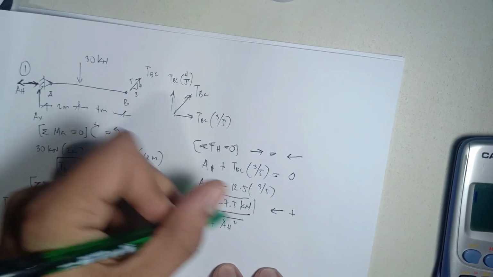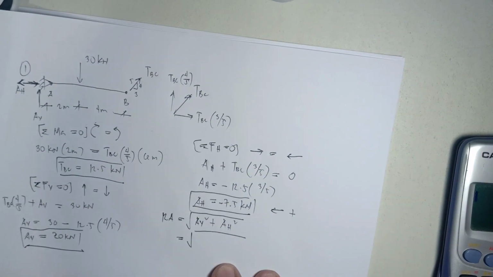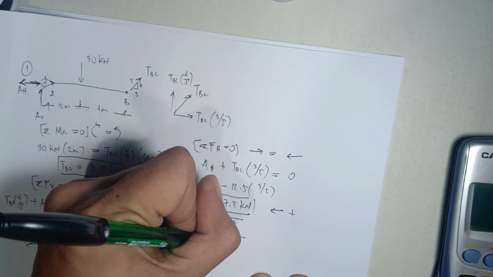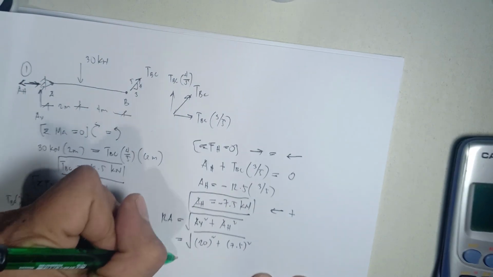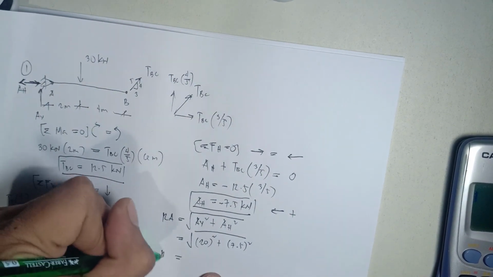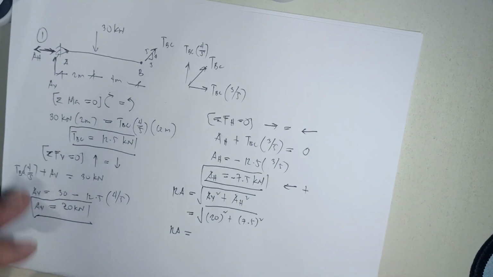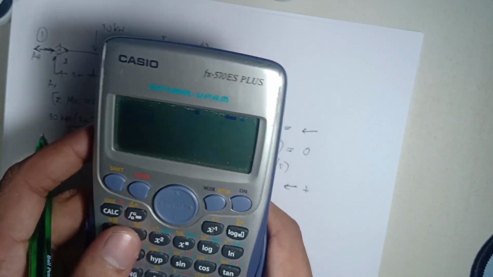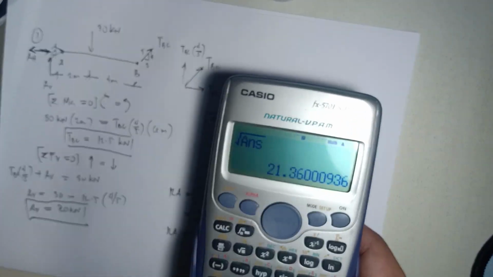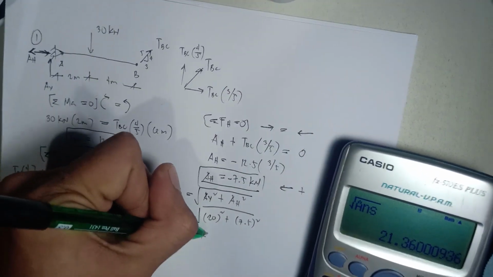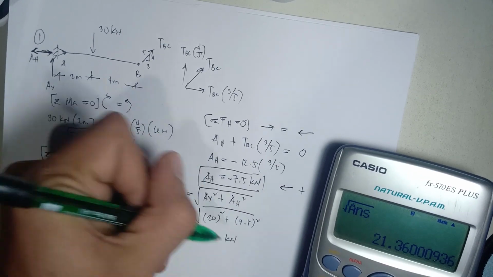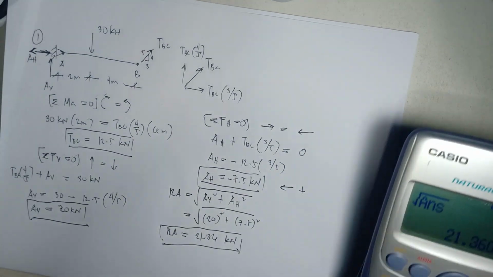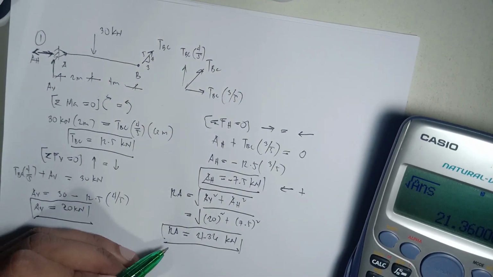Then, substitute lang, guys. Direct substitution. So, 20 squared plus 7.5 squared. Then, ito yung reaction at A, or resultant at A. 20 squared plus 7.5 squared. Square root, answer, 21.36 kilonewtons. So, ito yung reaction at A.